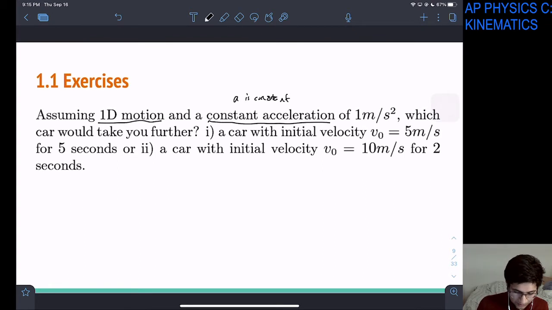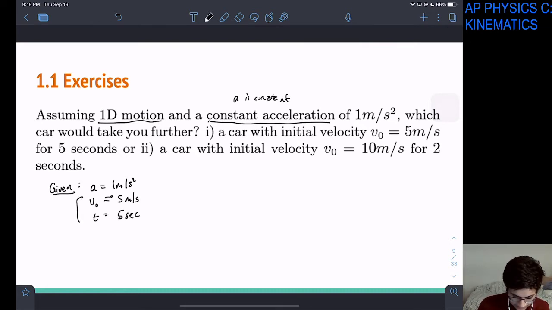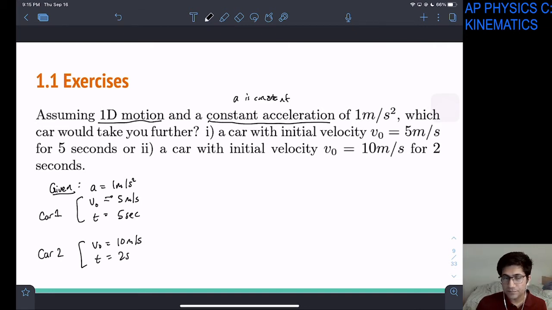And what are we given? This is what I like to do: write down our givens. We're given the acceleration is 1 meter per second squared, and for our first car, the initial velocity is 5 meters per second and the time we're traveling is 5 seconds. This is car 1. And for car 2, we have v naught equal to 10 meters per second, and t equal to 2 seconds.